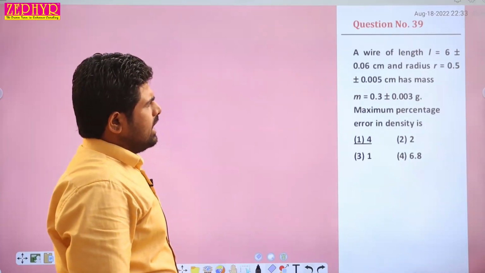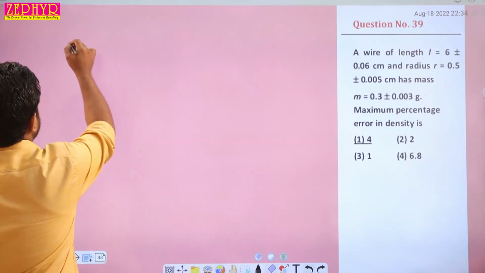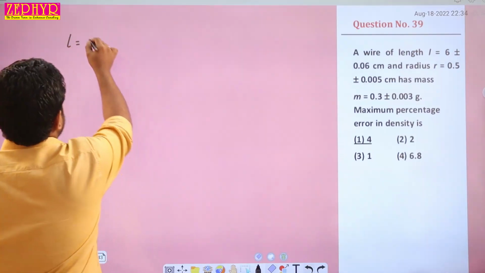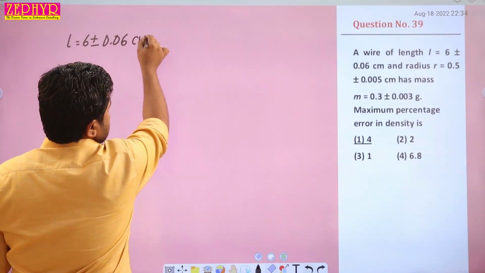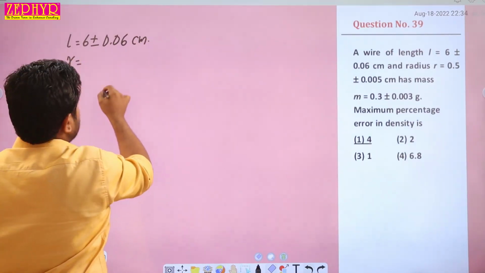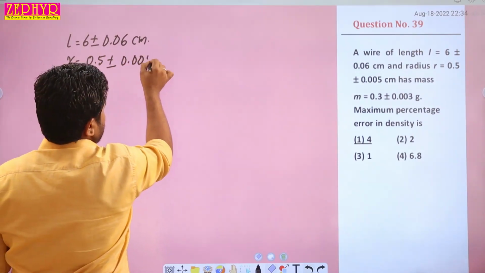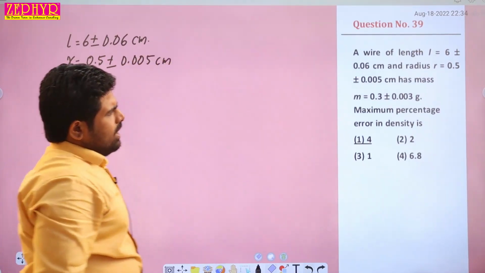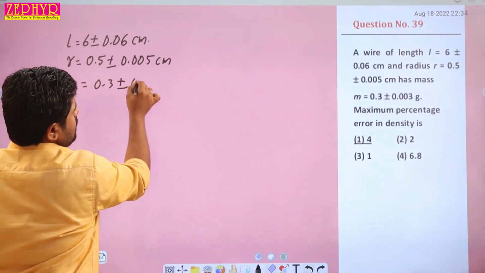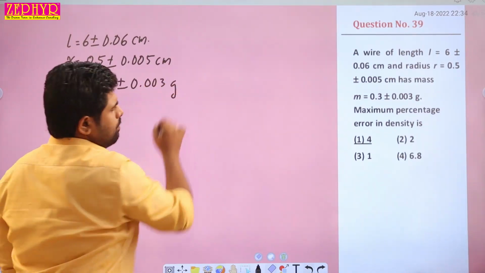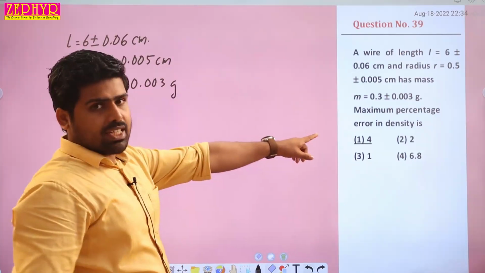A wire of length L is equal to 6 plus or minus 0.06 centimeter, and R is equal to 0.5 plus or minus 0.005 centimeter. And the mass M is equal to 0.3 plus or minus 0.003 gram. The maximum percentage error in density is?